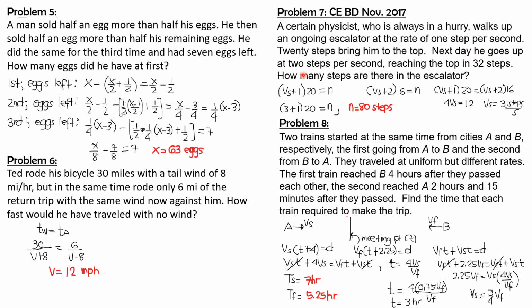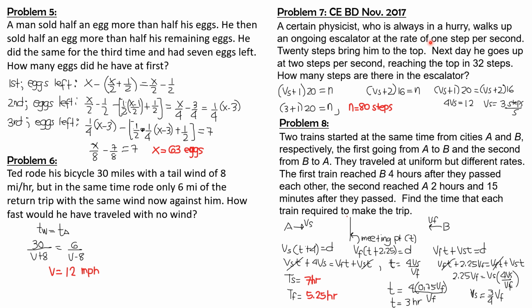Next day, he goes up at 2 steps per second, reaching the top in 32 steps. How many steps are there in the escalator? So take note that the escalator also moves. We do not know the speed of the escalator, but the effective speed of the physicist with the escalator is v sub s plus 1, then times 20 seconds, because the time is 20 seconds.